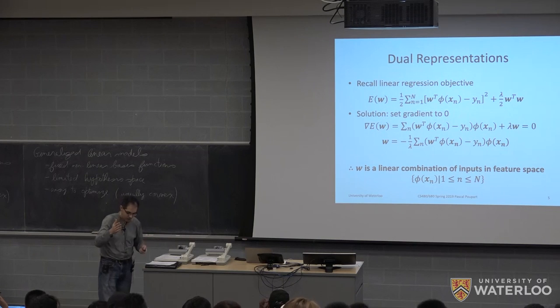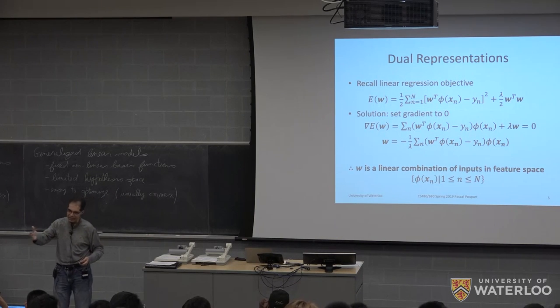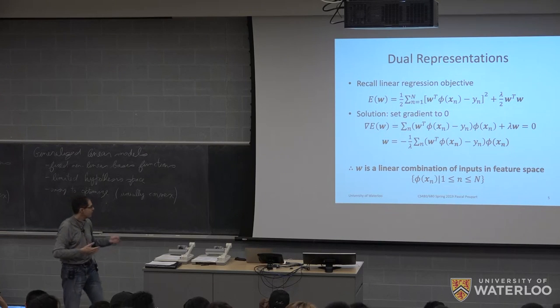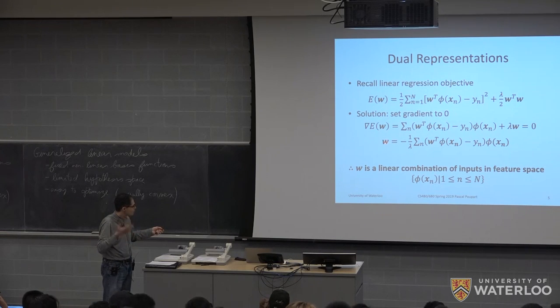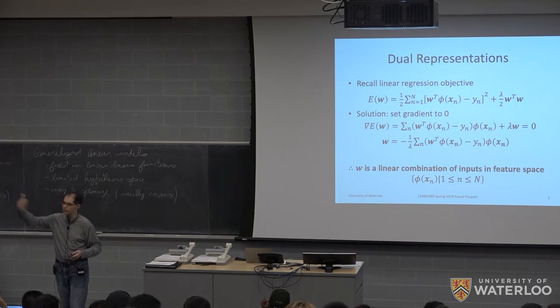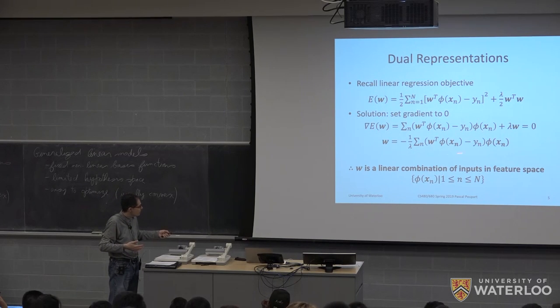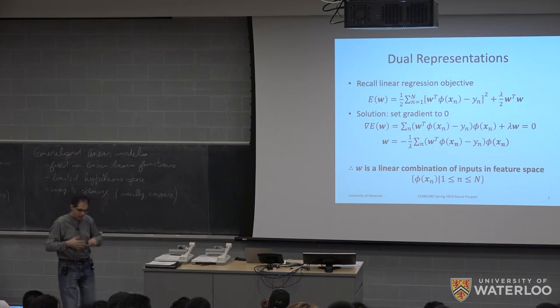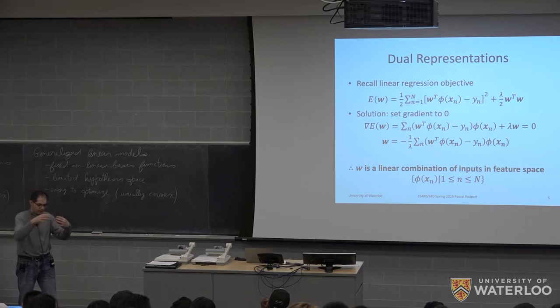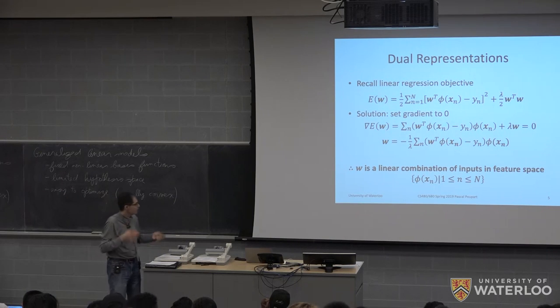Phi of xn is essentially each data point xn into my new space. And what I'm showing is that my weight vector, my solution, is really a linear combination of my data points into the new space. And the reason I'm saying it's a linear combination is because I can think of everything in parentheses here as just a coefficient that multiplies my basis here. Okay? So this is just a reorganization of the expression. But again, the key is that now you see we have a linear combination. These are coefficients times phi of xn.